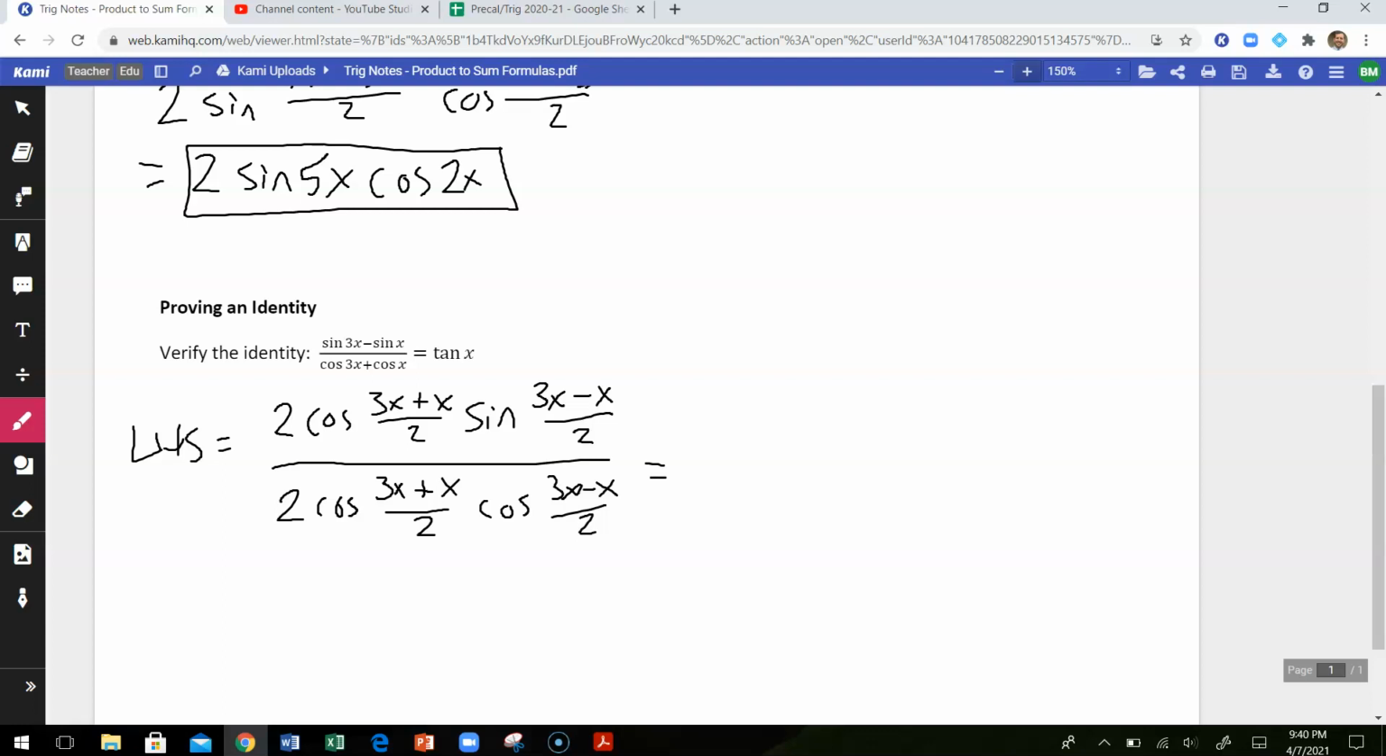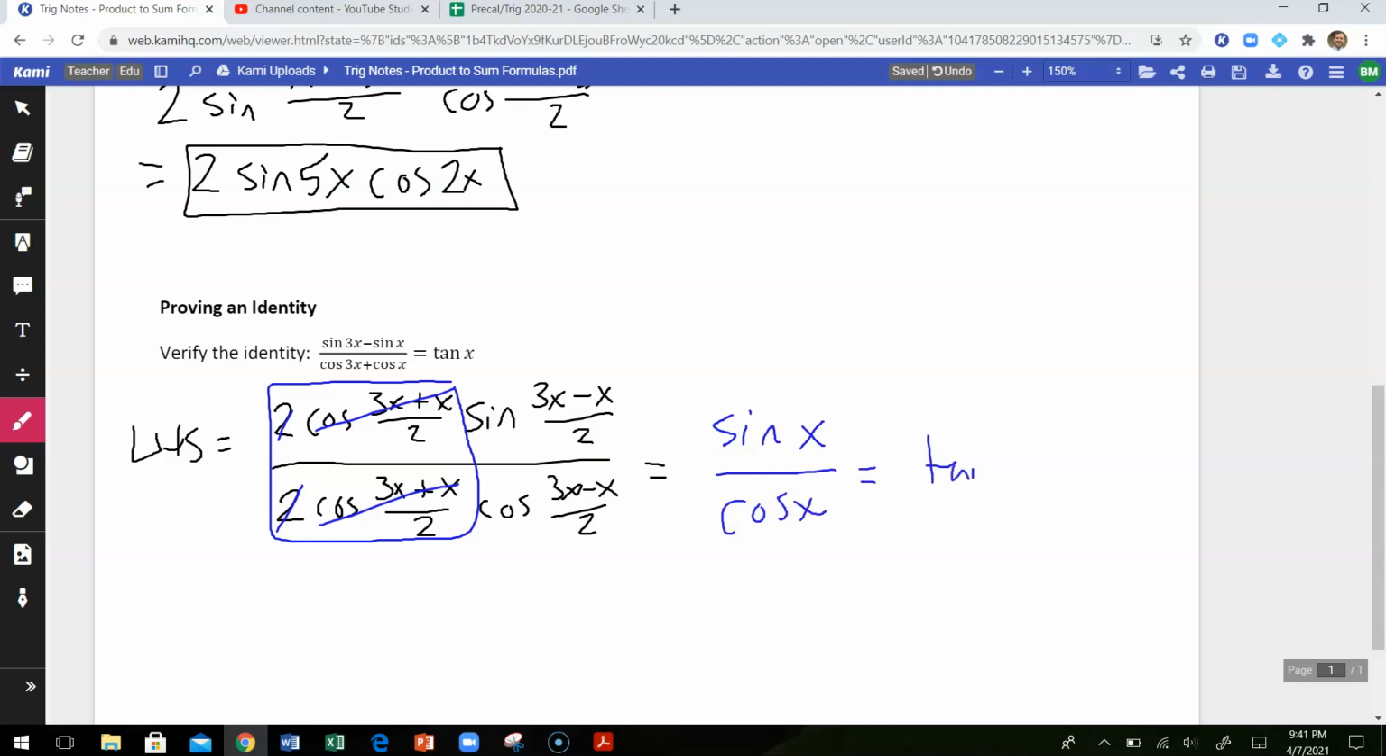Now before I start simplifying a ton here, what I'm noticing is that these two things are exactly the same. My 2's will cancel, and I have cosine of 3x plus x over 2. That's going to cancel with cosine of 3x plus x over 2. So we're essentially just going to be left with sine of 2x over 2. Right? So 3x minus x is going to be 2x over 2. That's just going to be sine x over cosine x, which is equal to the tangent of x, which is our right-hand side. So there's just proving an identity using a sum to product formula.